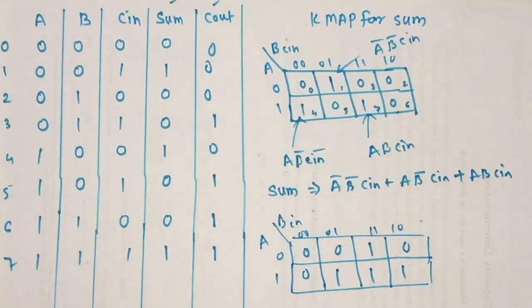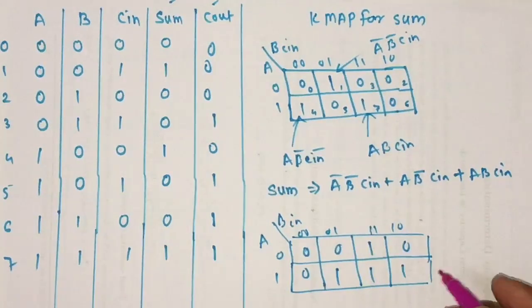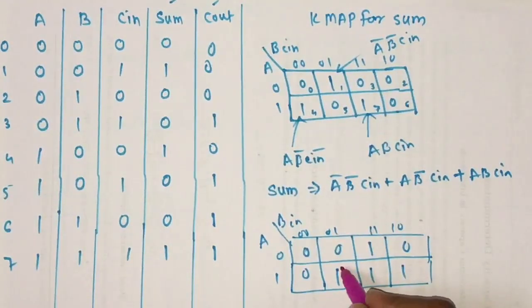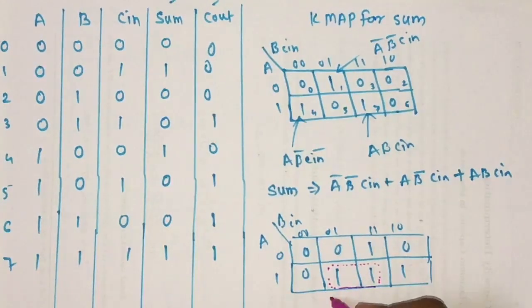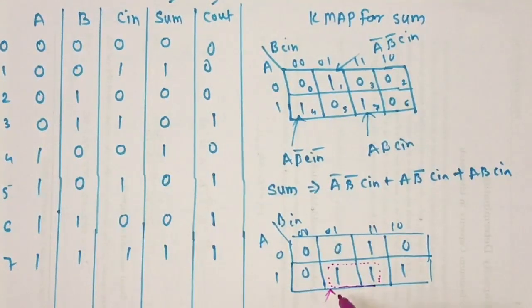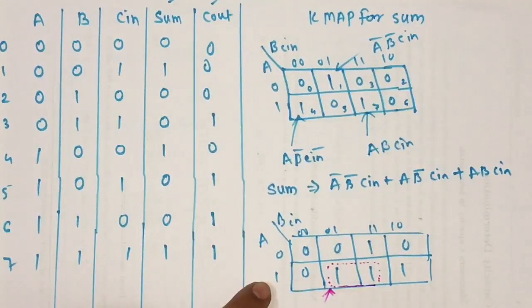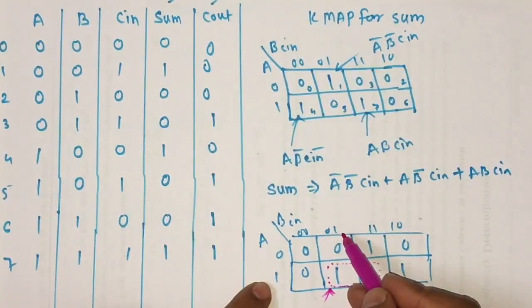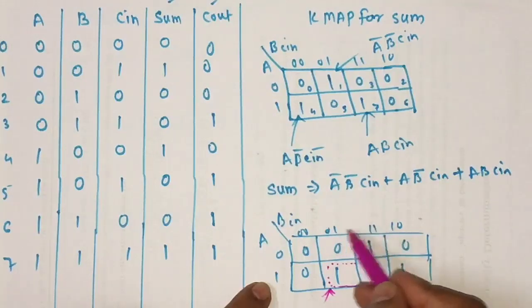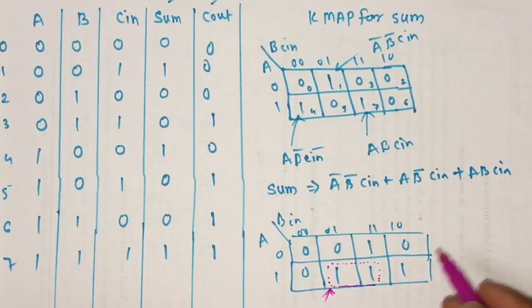Now here these ones are adjacent to each other. All the ones are adjacent to each other. So first we will form a grouping of these two ones. This is the first pair. We will write the equation for this first pair. The row value is 1, that is A, and the common between these two columns is 1, which is the value of C in. So that is A, C in.